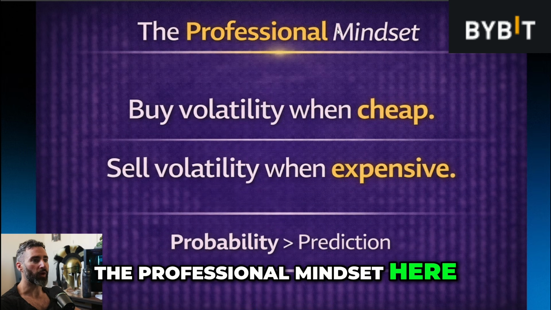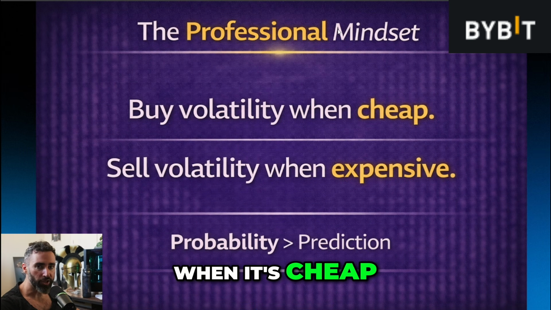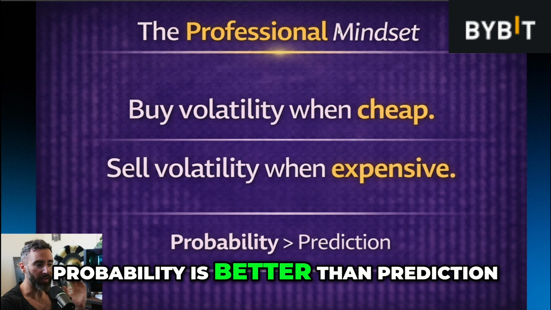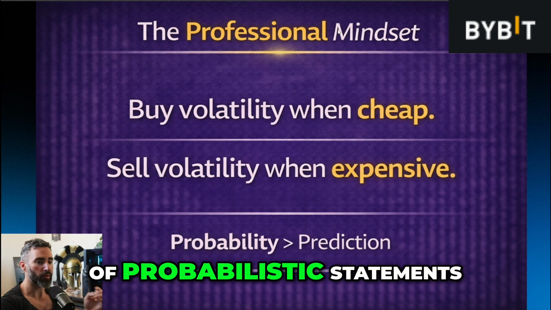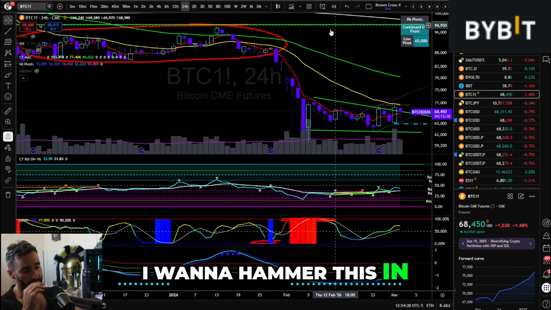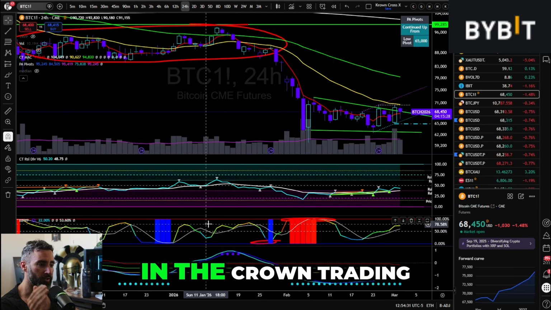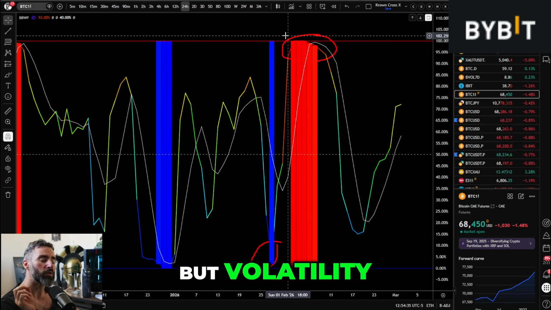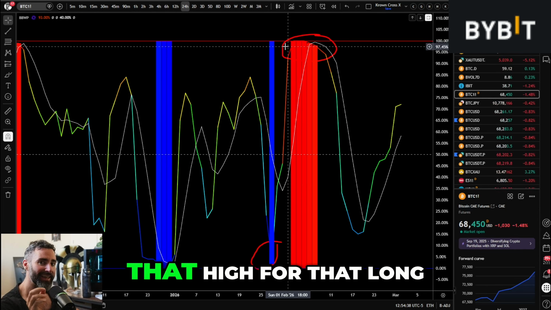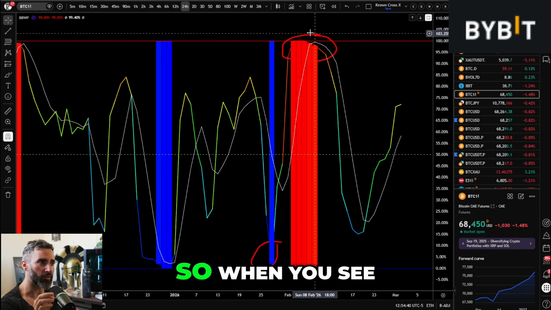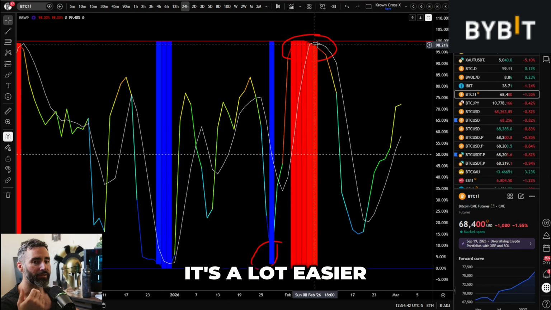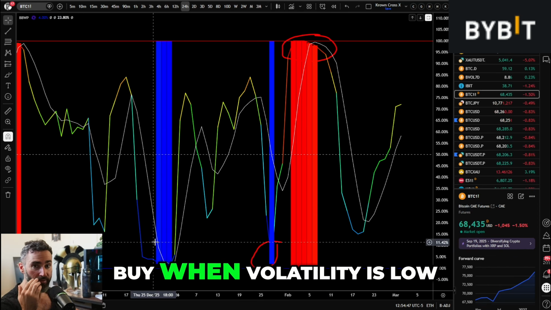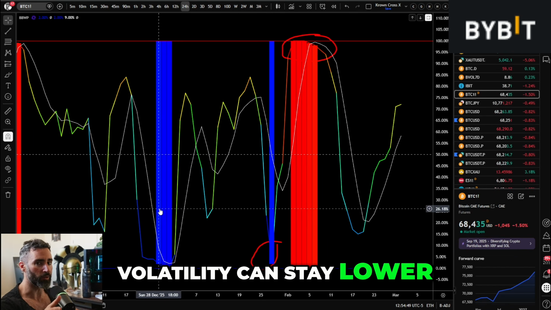The professional mindset here, however, is to buy volatility when it's cheap, sell volatility when it's expensive. Probability is better than prediction. We are going off of probabilistic statements. And again, I want to hammer this in. Yes, we go over this in much more detail in the Crown Trading Bible in the options section, but volatility does typically not stay that high for that long. So when you see regimes like this, it's a lot easier to sell options than it is to buy when volatility is low. Because when you buy when volatility is low, volatility can stay lower for a lot longer than volatility can stay high.